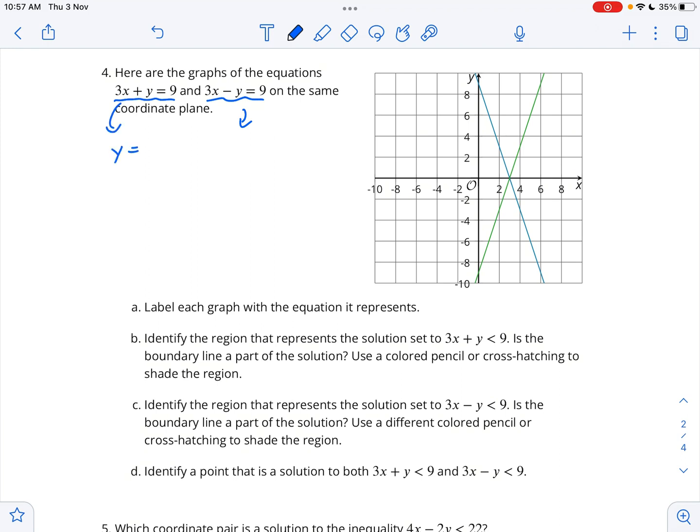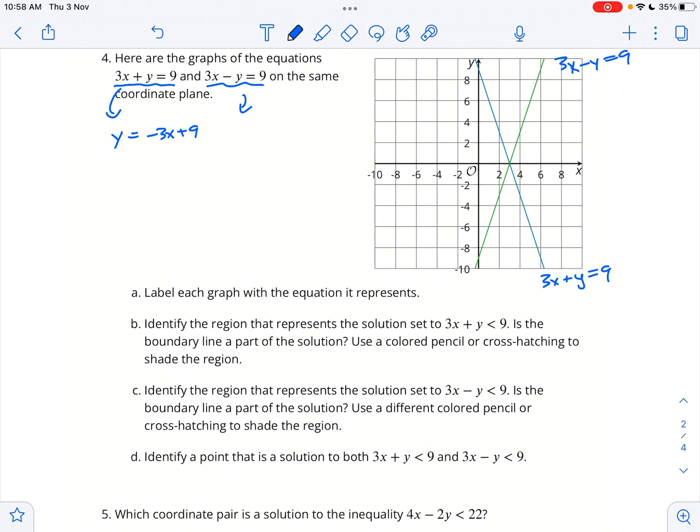If I took 3x away from both sides, I'm going to end up with y equals negative 3x plus 9. That has a negative slope, so that is my blue line. So this one is going to be 3x plus y equals 9, which means the other one needs to be 3x minus y equals 9.